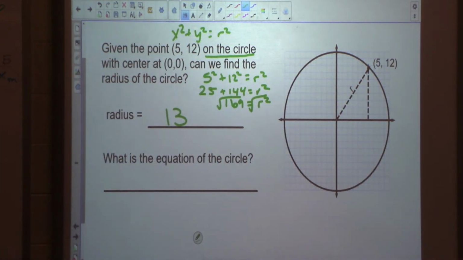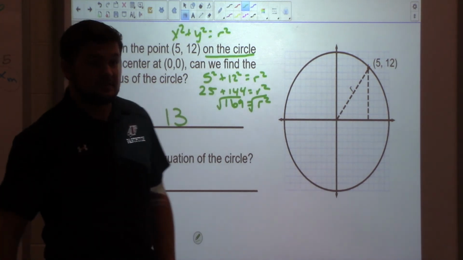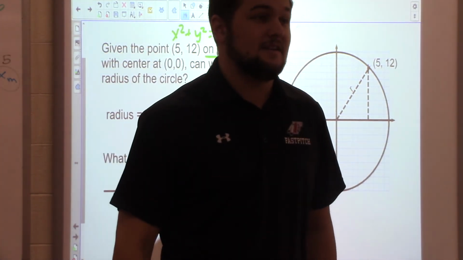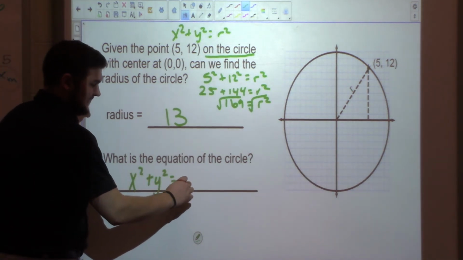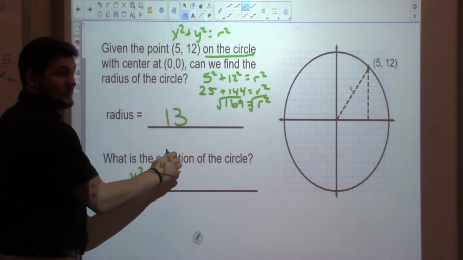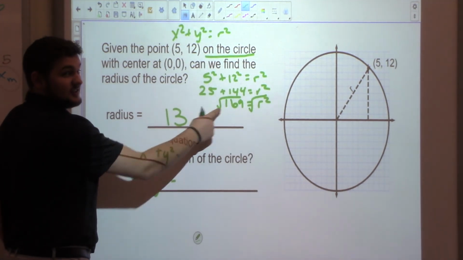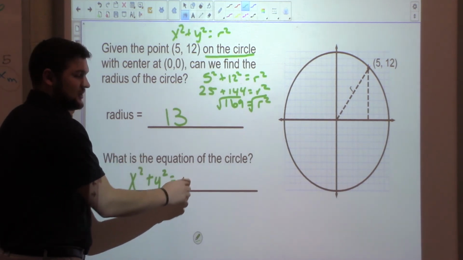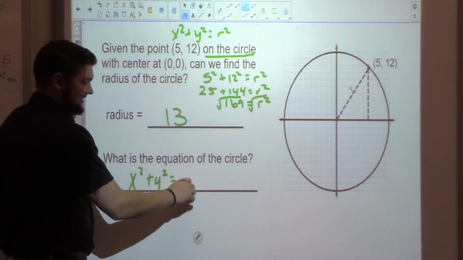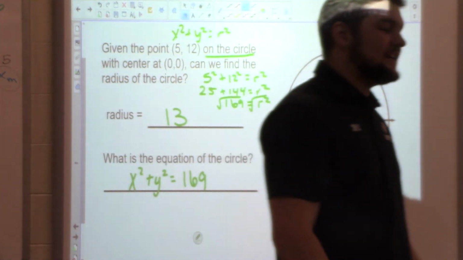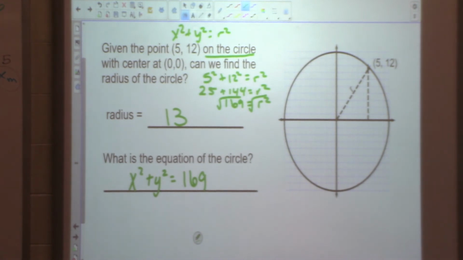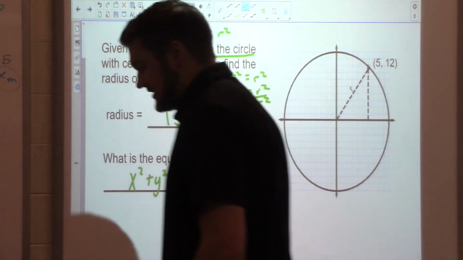Okay, so now that you have a center at 0, 0 and a radius of 13, can you write an equation? What is it? Isabella: X squared plus y squared equals 13 squared. Perfect, thank you. Okay, so yes, x squared plus y squared equals r squared. You plug 13 in for r. 13 squared is 169. Good.